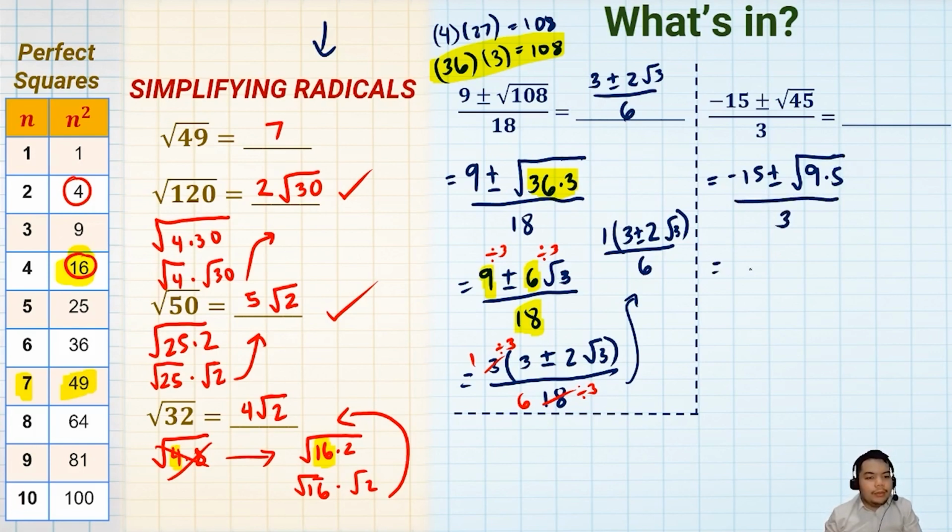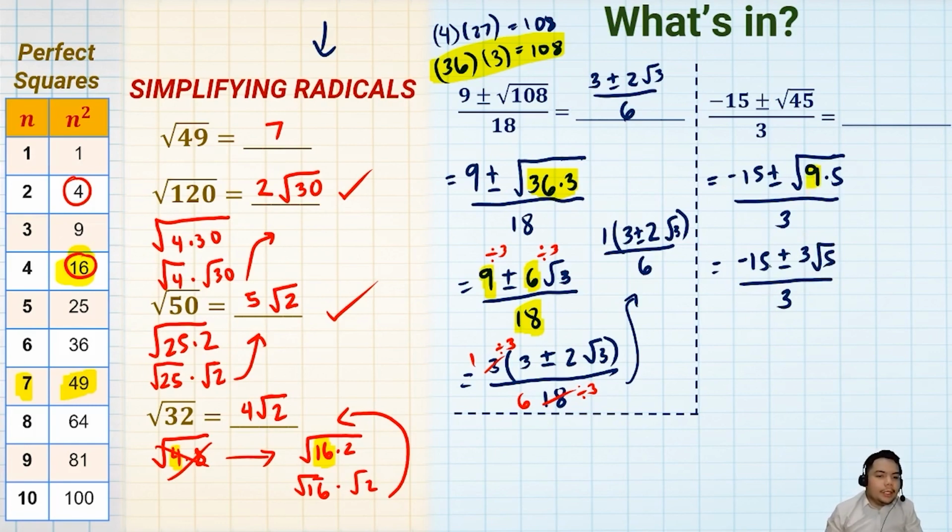So, this will be equal to, so just to simplify, the same as what we did here on simplifying radicals, we just get the square root of the perfect square, which is 9. Yan, square root ni 9 ay magiging 3, square root of 5, all over 3.